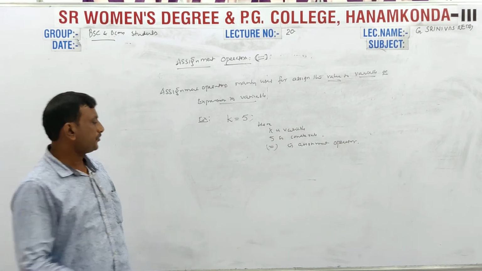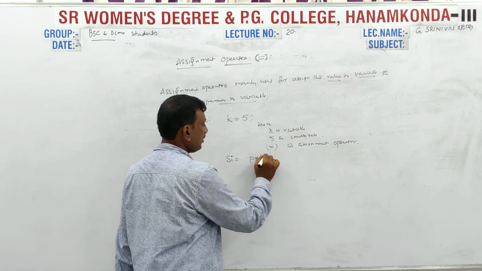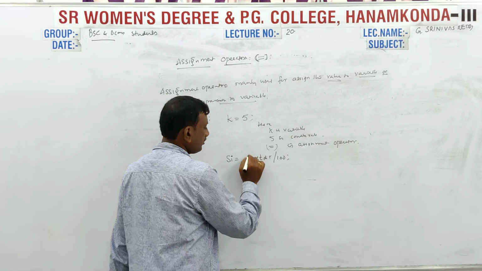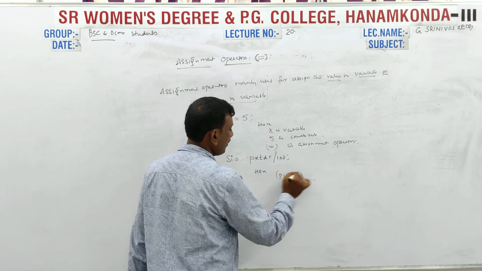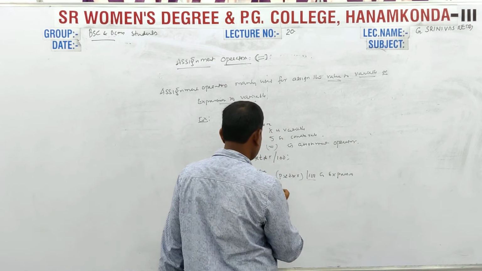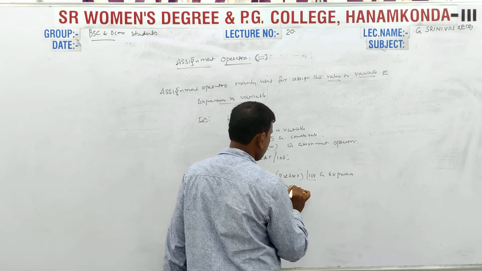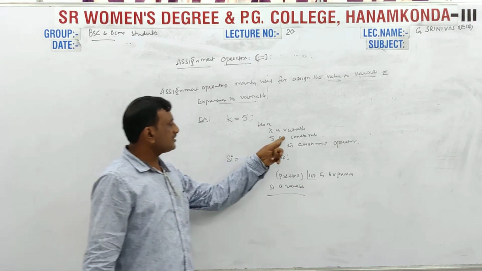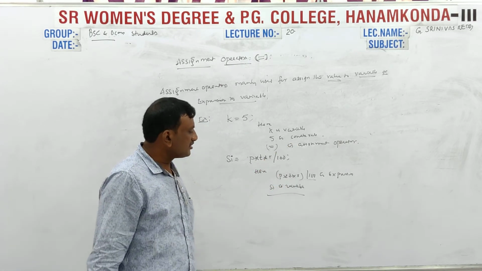Next, one more example here. Simple interest equal to, the formula is PTR by 100. Here PTR by 100 is an expression. SI is a variable. K equal to 5, here k is a variable, 5 is a constant value. PTR by 100 is an expression, and simple interest is a variable.